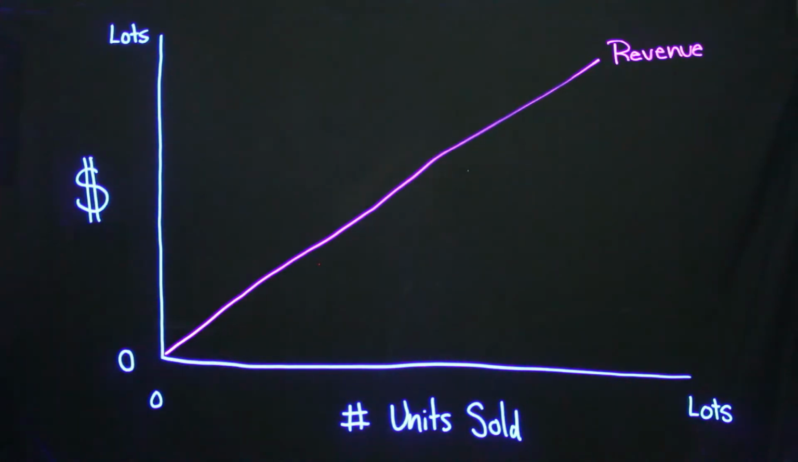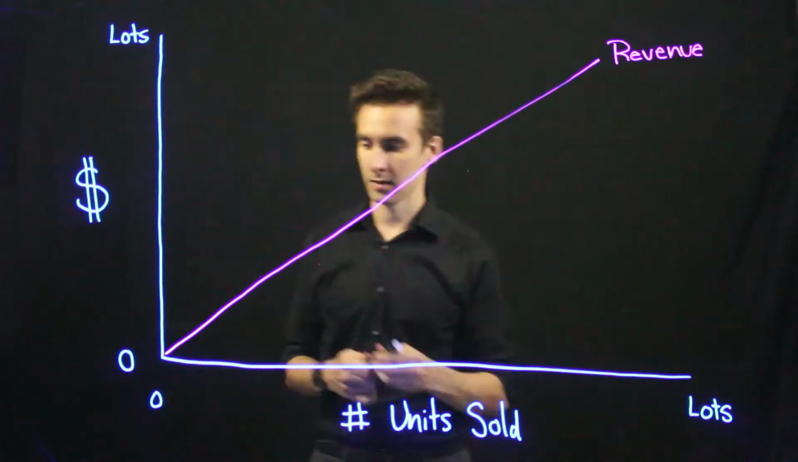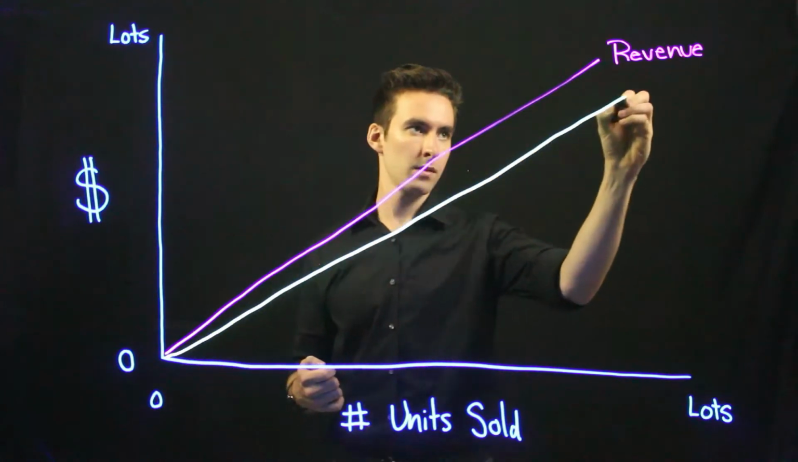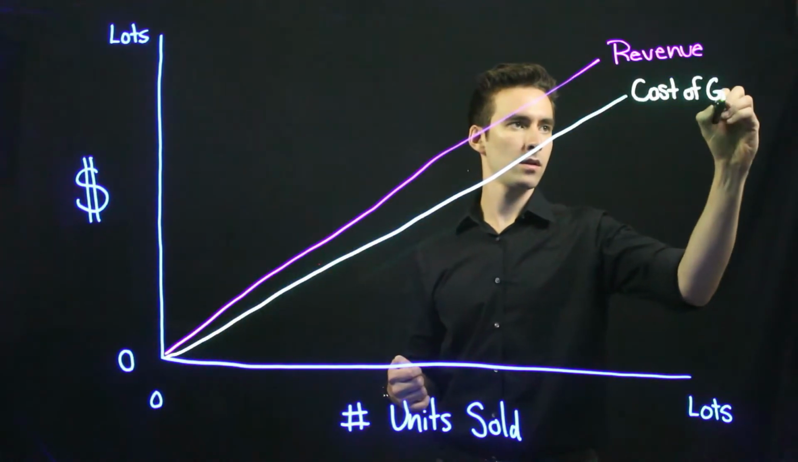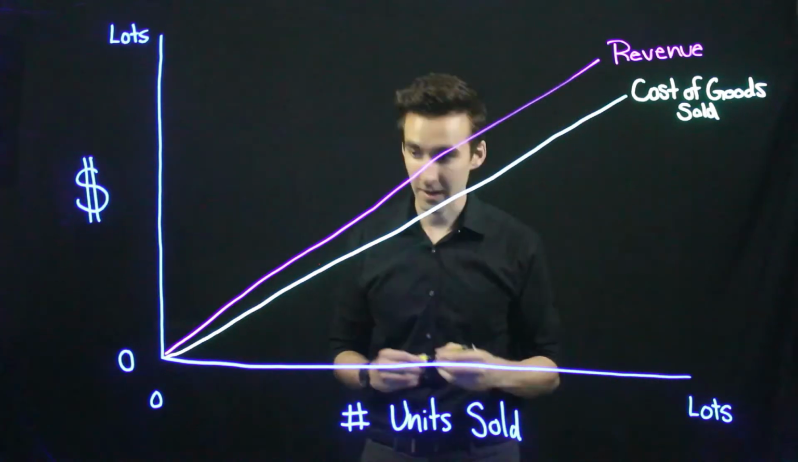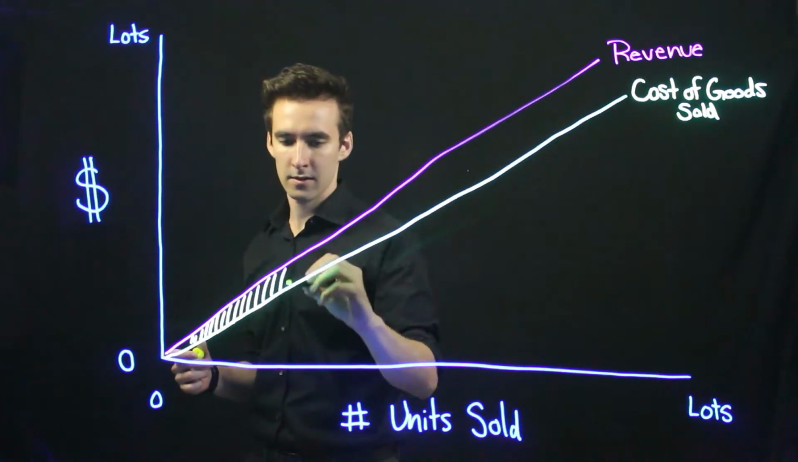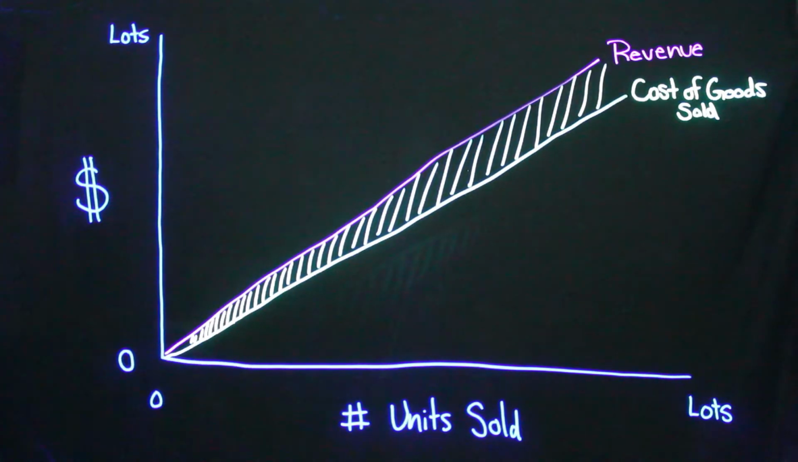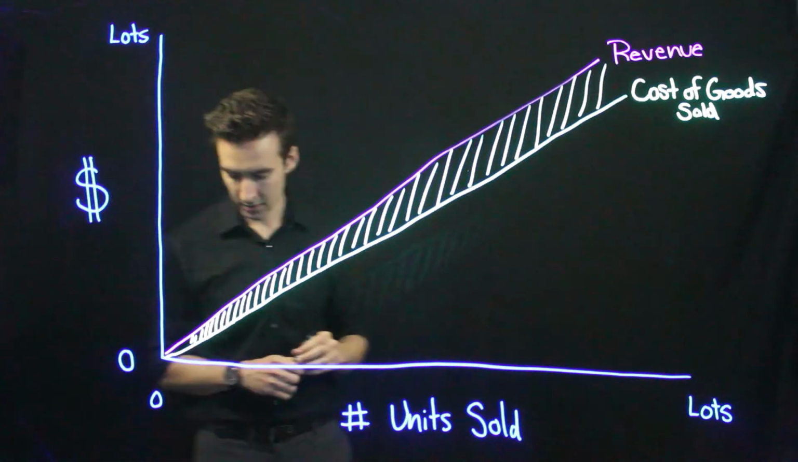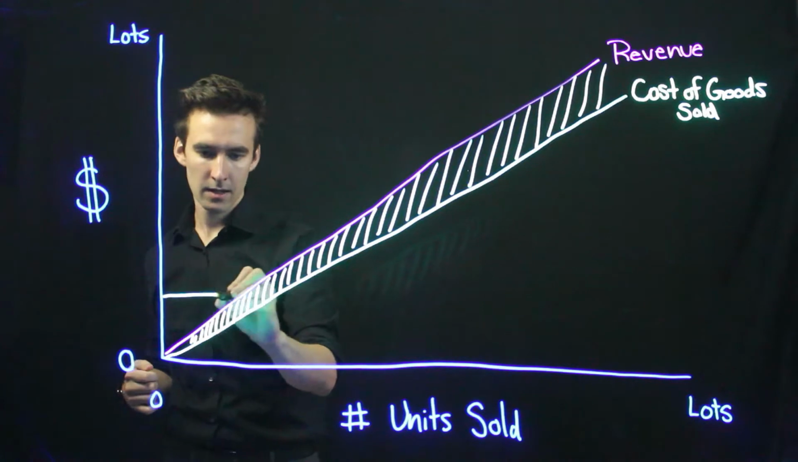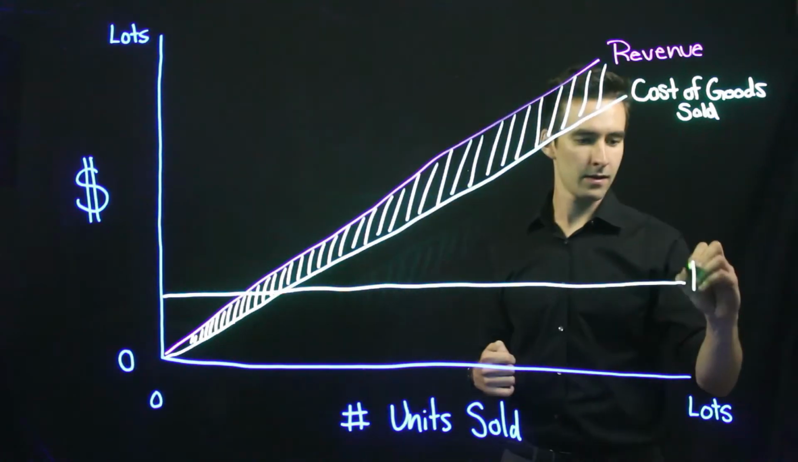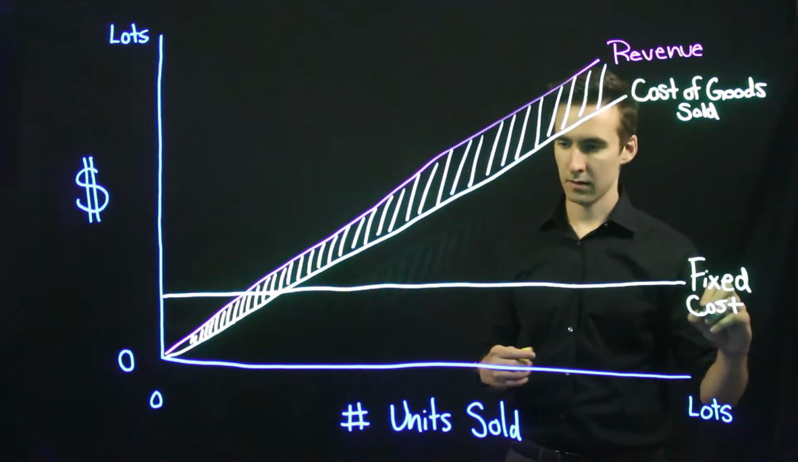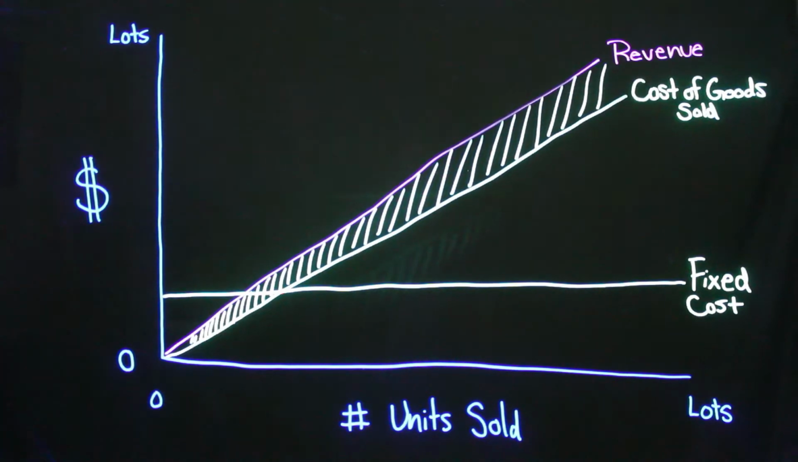Then, right under revenue, we have cost of goods sold, or variable cost. This is essentially the cost associated with making one beer, like raw materials or packaging, and it's represented by the shaded area between revenue and cost of goods sold. But those aren't the only costs that we have in our brewery. We also have expenses like rent, utilities, and salaries, which stay constant regardless of how many beers we sell. These are our fixed costs, and they're represented by this flat line here.